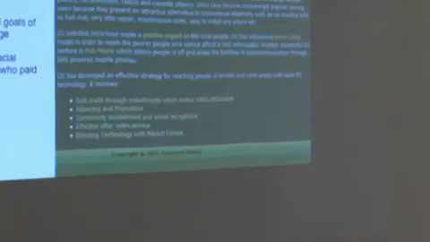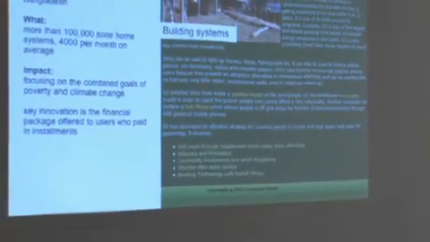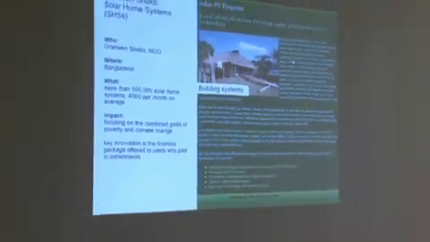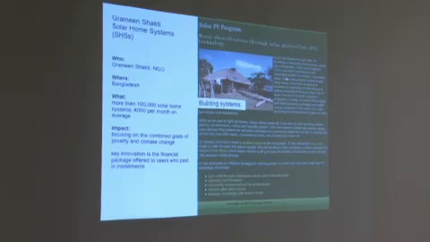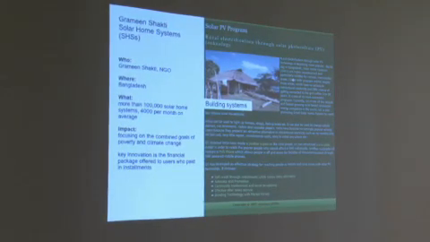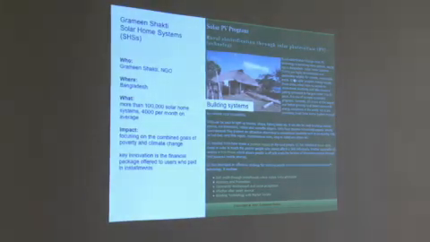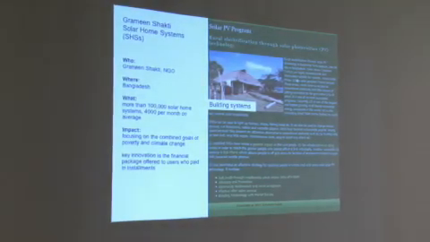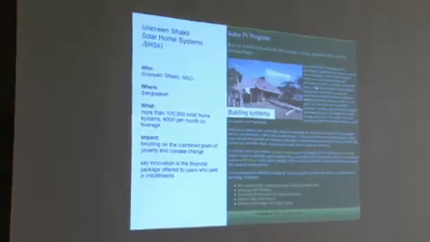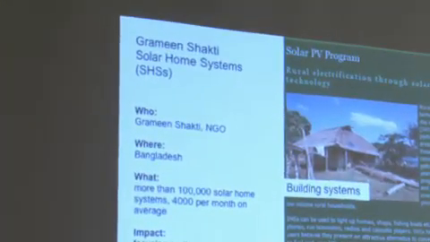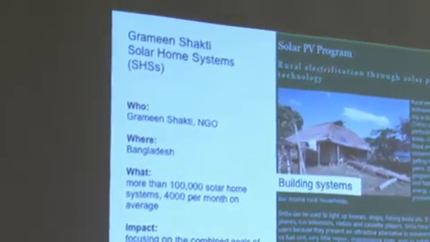Grameen Shakti, you may have heard of Grameen Bank, and Grameen Shakti is a related program where they've been providing solar electrification primarily for lighting to many, many homes. And so they're one sort of classic example of focusing on PV systems to provide lighting.